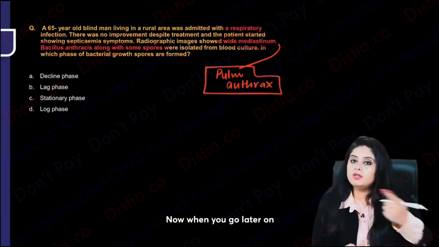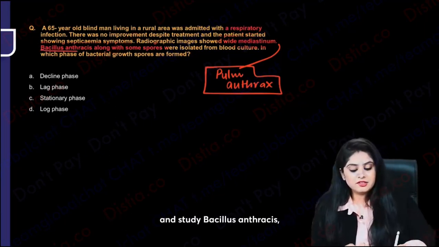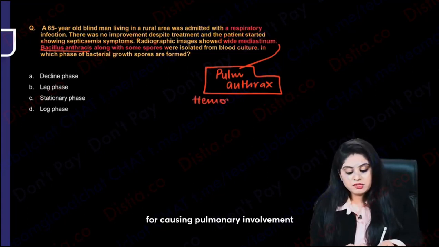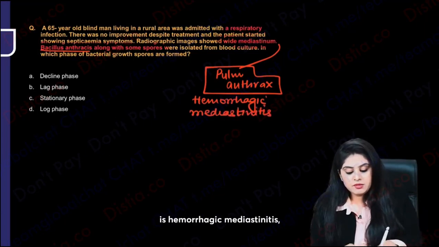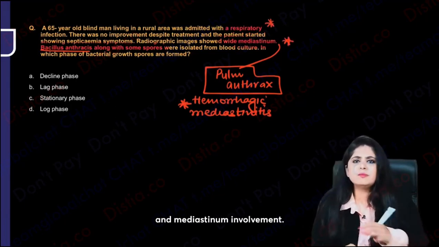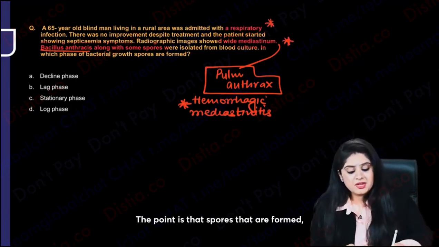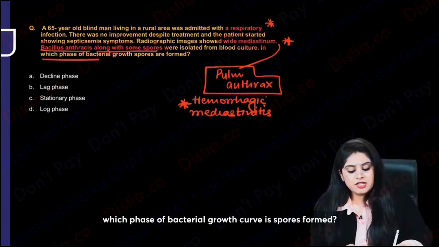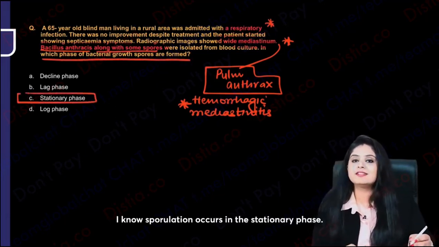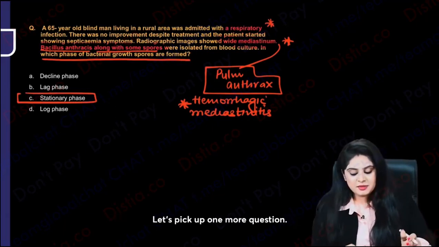they had put up. Now when you go later on and study Bacillus anthracis, you will actually realize that Bacillus anthracis is very famous for causing pulmonary involvement in the form of hemorrhagic mediastinitis. The most common involvement is hemorrhagic mediastinitis, and over here there is obviously respiratory and mediastinum involvement, but that's not the point over here. The point is that spores that are formed, which phase of bacterial growth curve are spores formed? How simple. I know sporulation occurs in the stationary phase. Let's pick up one more question.